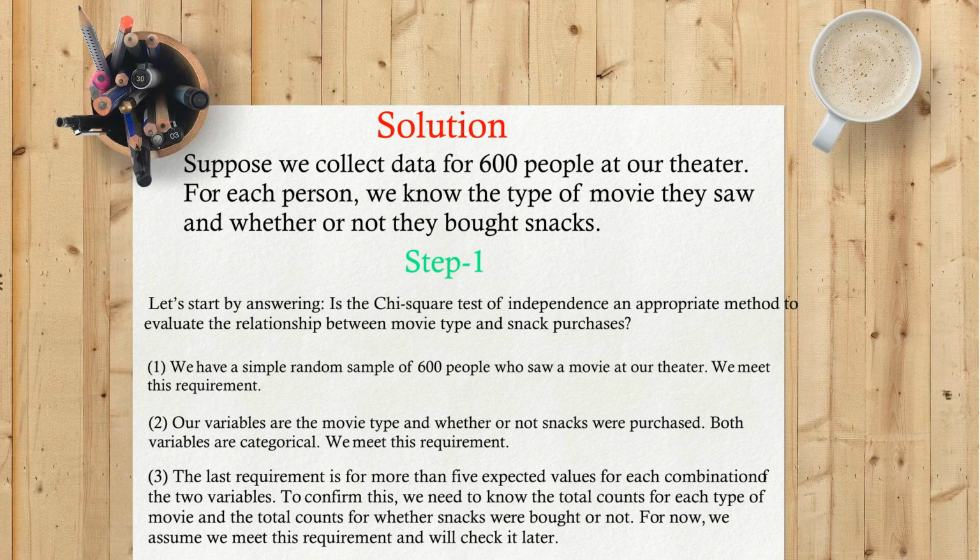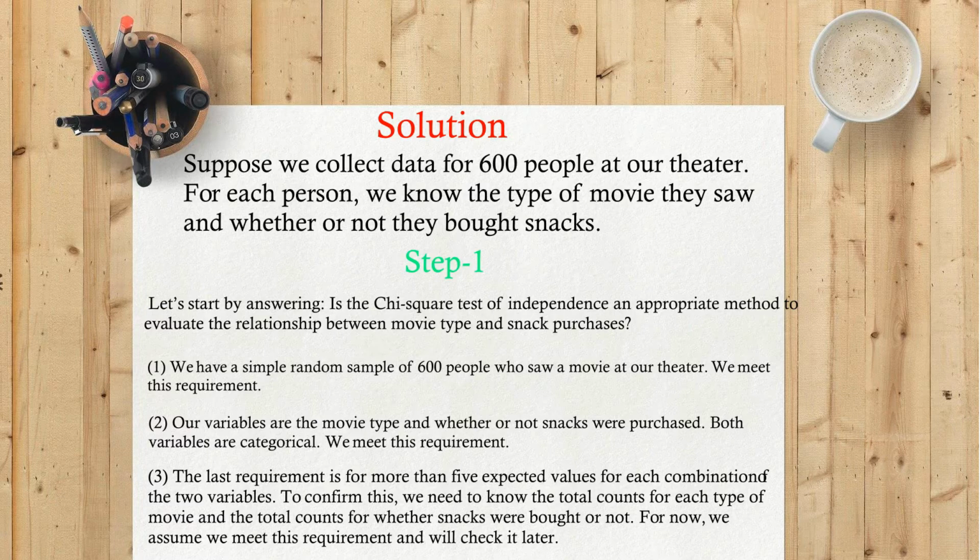Step 1. Let's start by answering, is the chi-square test of independence an appropriate method to evaluate the relationship between movie type and snack purchases? 1. We have a simple random sample of 600 people who saw a movie at our theater. We meet this requirement. 2. Our variables are the movie type and whether or not snacks were purchased. Both variables are categorical. We meet this requirement. 3. The last requirement is for more than 5 expected values for each combination of the two variables.